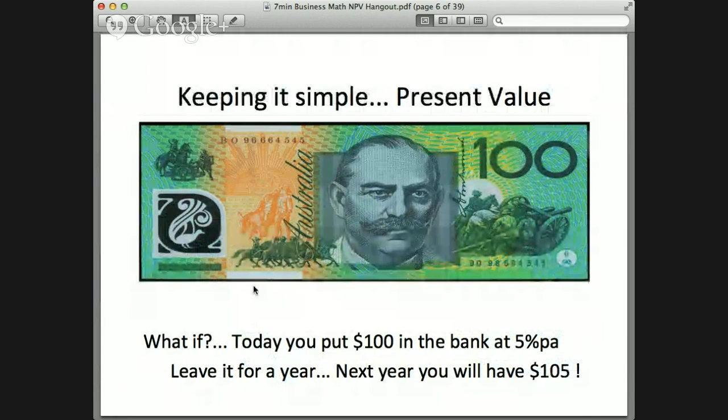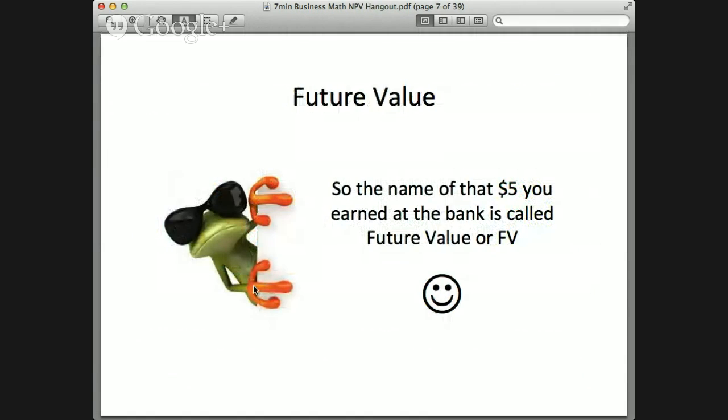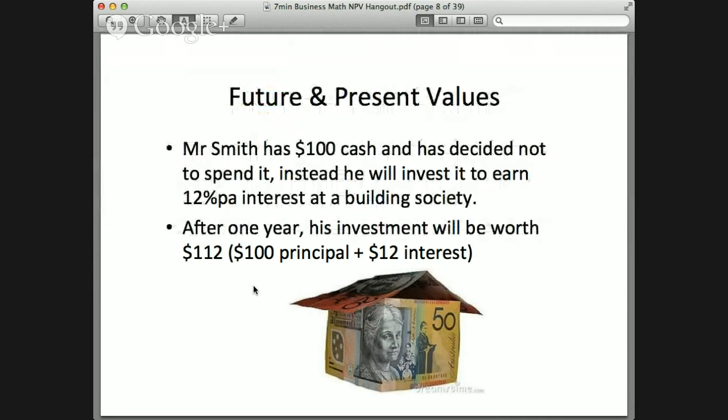Keeping it really simple, looking at present value. Your present value is $100 today. What if today you put $100 in the bank at 5% interest per annum, and leave it there for the year? Next year you will receive $105. Now, that $5 that you've earned from the bank is called future value. Simple. Future and present values.